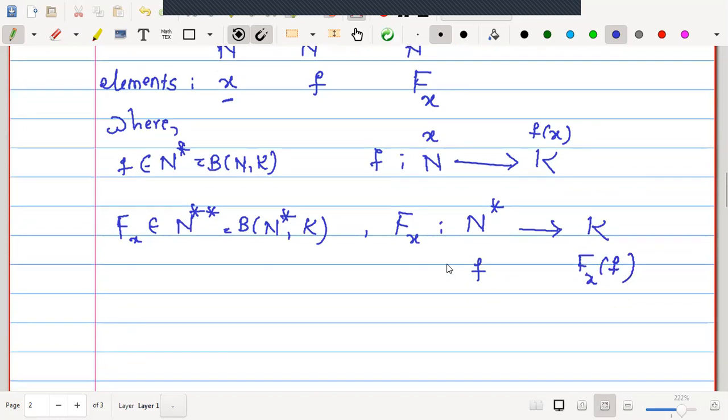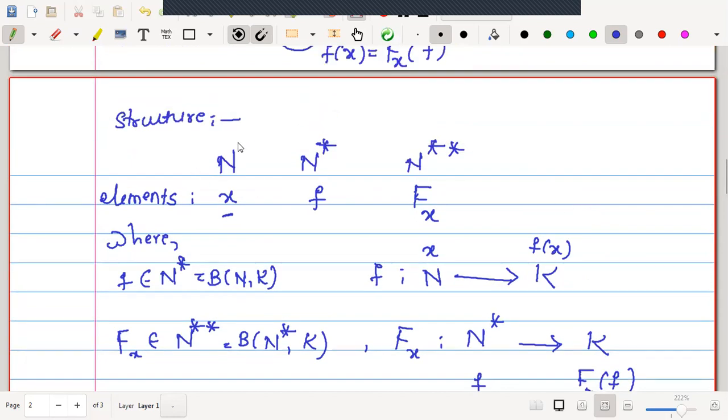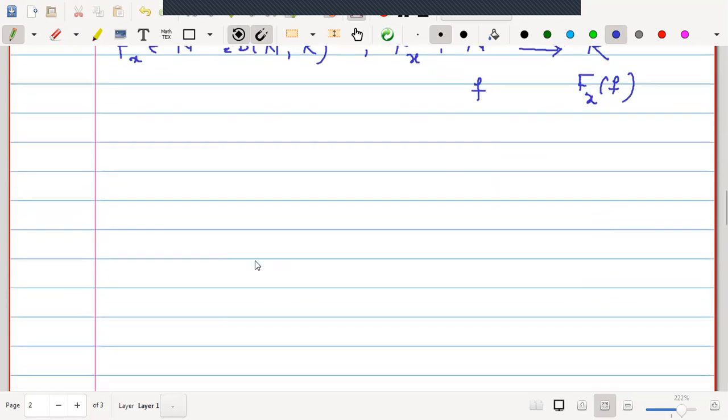Okay, now we are ready to understand the relation between the elements of N to N double star. Which relation we want to observe? N to N double star. Therefore, for every x in N, there exists a functional fx in N double star. Therefore, these two sets are related to one another. For every x, there exists one functional.